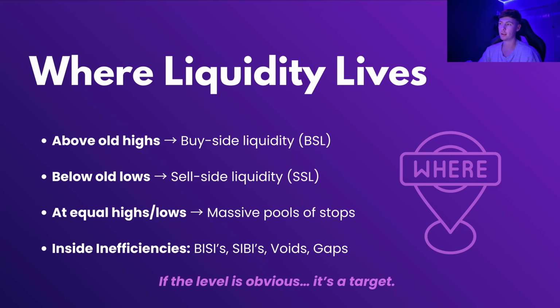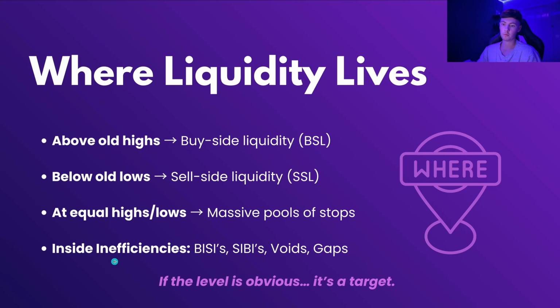Let's talk about where liquidity lives in the market. The majority of places where you will see liquidity is above old highs, which is buy side liquidity, or below old lows, which is sell side liquidity. These are the two main points of liquidity. It is also found at equal highs and equal lows. These are where massive pools of stops hide, because if price has made one high and then made another high, retail traders are going to think this is a key point of resistance and they will take a short expecting those highs not to get taken. They'll place their stop loss above those highs and then smart money will just run through that buy side liquidity.